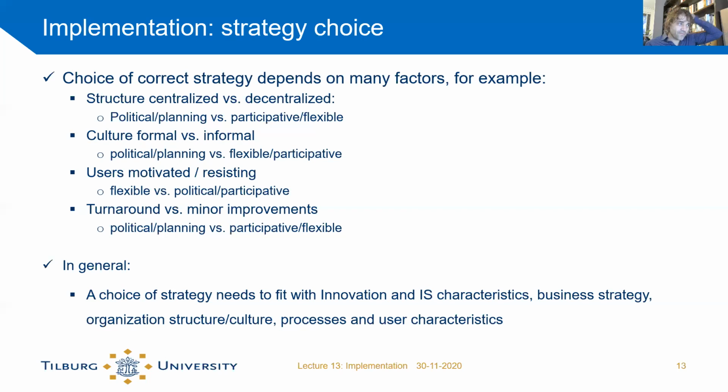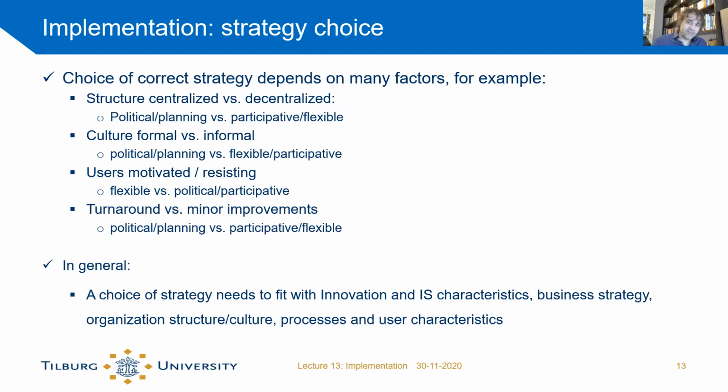So to conclude, it really depends on a lot of factors which implementation strategy is best. If you have a very centralized structure, then political and life cycle will be better. I'm sorry, it says here planning and flexible, because until a year ago, these strategies were called differently, and I forgot to update the slide. So planning is life cycle and flexible is emergent, but I will change that on the slides.